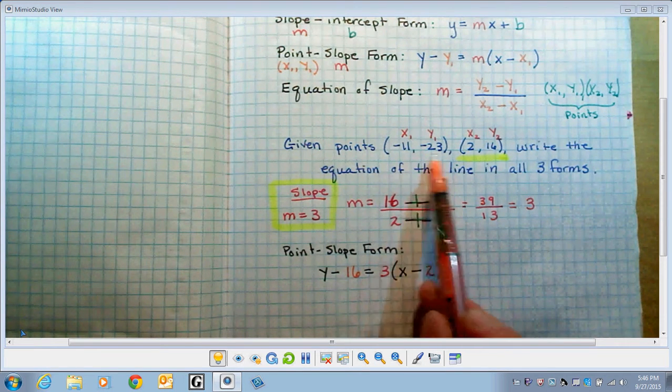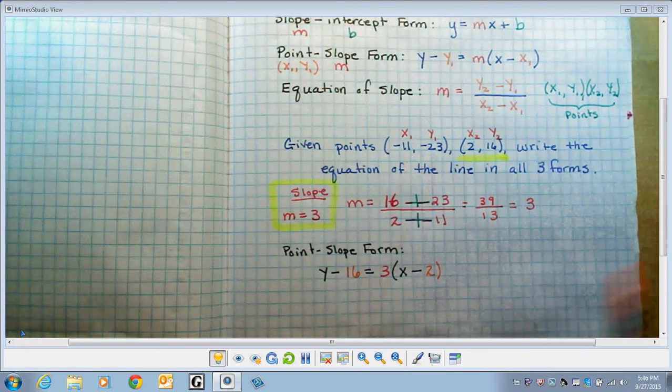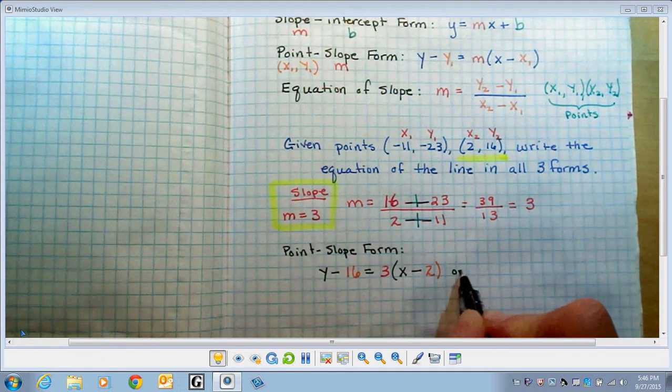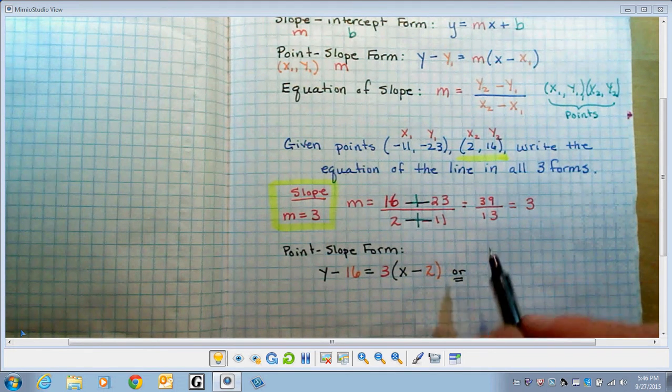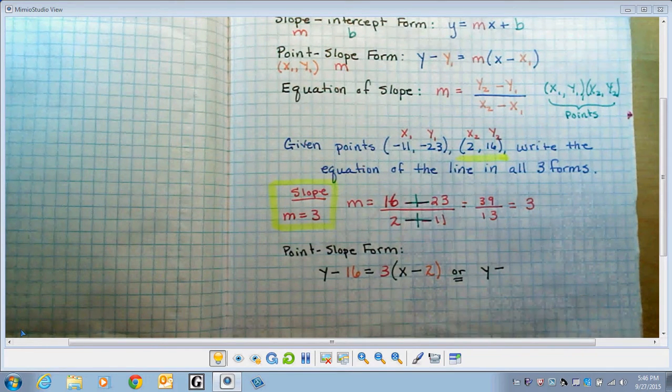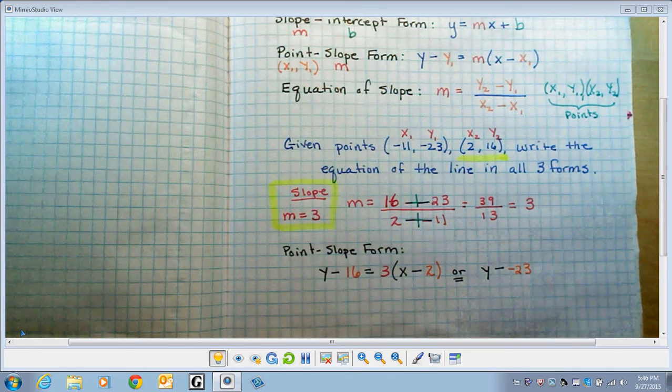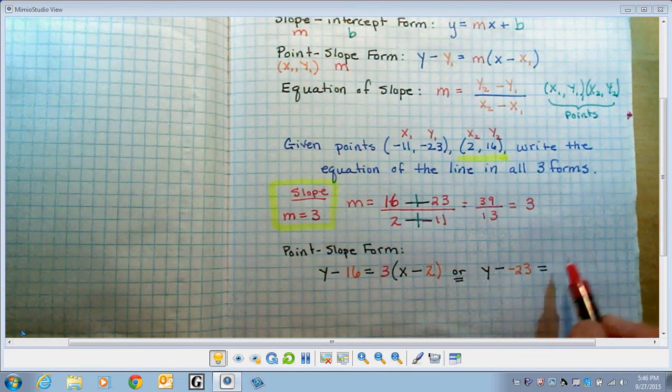I could use these as well. It would just look a little different. So let's just go ahead and put those in. So you could actually have it in 2 different ways. Y minus, well, what is my y1? My y1 is minus 23. And that equals my slope. My slope is still 3.